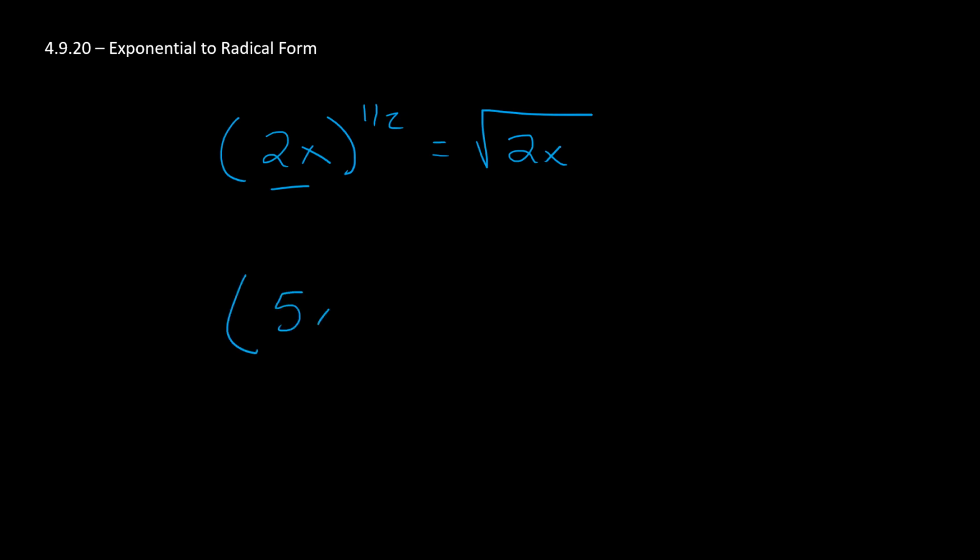What if we were talking about (2x) to the 1/2? Well, this 1/2 we know is just the operation on what's inside the parentheses, this being the square root of what's inside, which would be 2x. Okay. Same thing if we had (5x) to the 1/3 power, it would be the cube root of what's inside the parentheses, being 5x.